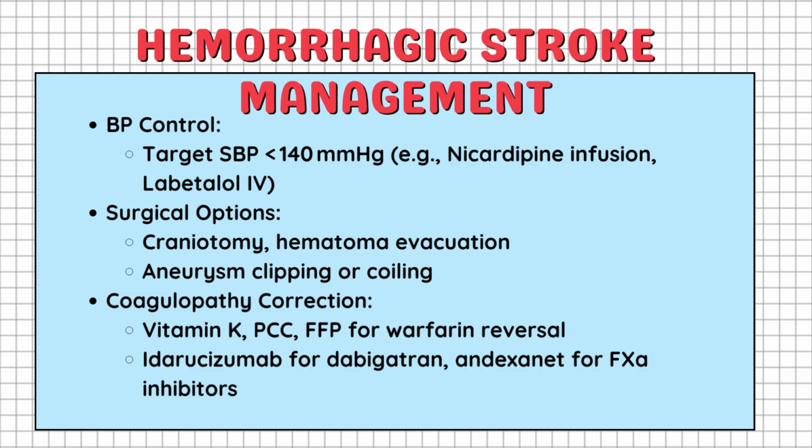If the patient is on anticoagulants, reversal is critical. For warfarin, give vitamin K along with prothrombin complex concentrate or fresh frozen plasma. For direct oral anticoagulants, use specific reversal agents like idarucizumab for dabigatran or andexanet alfa for factor Xa inhibitors.